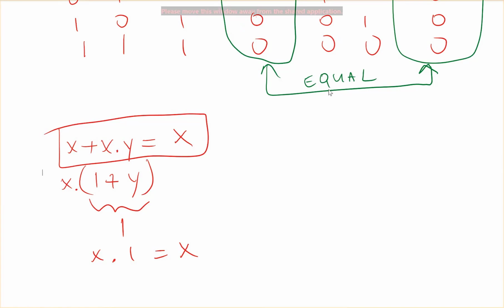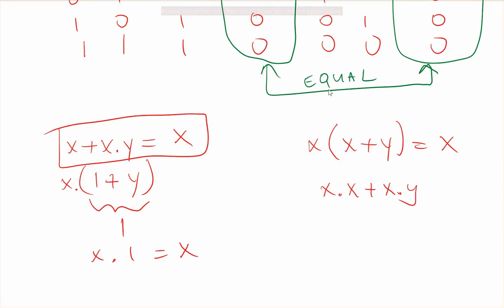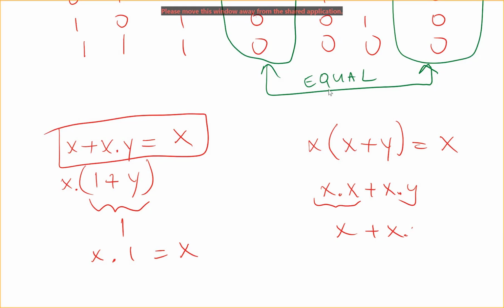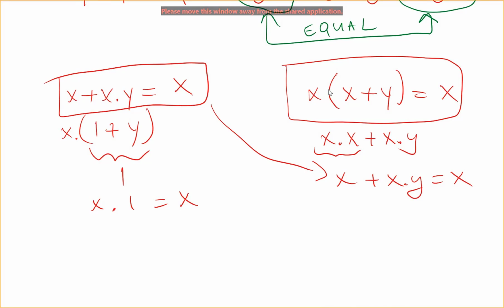Yet another one, let's say x and (x or y). So this is equal to x. Let's prove this. So this will be x and x or x and y, right? So x and x is x, so x or x and y. We have already seen this here, right? So this is equal to x. So this was another property. Now let's use these Boolean algebra properties and do some minimizations.